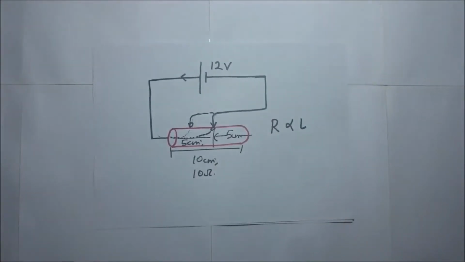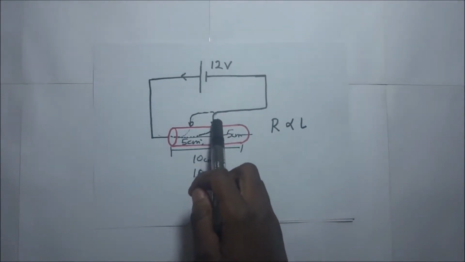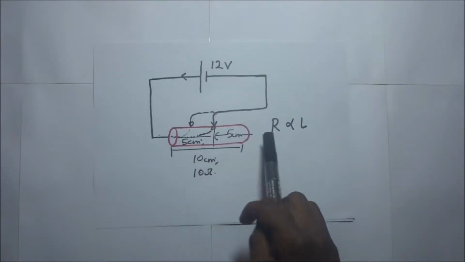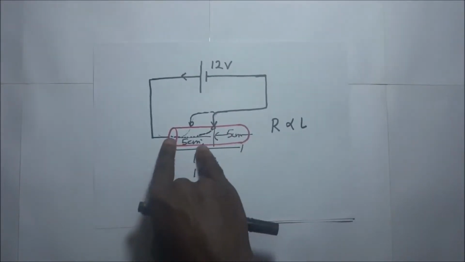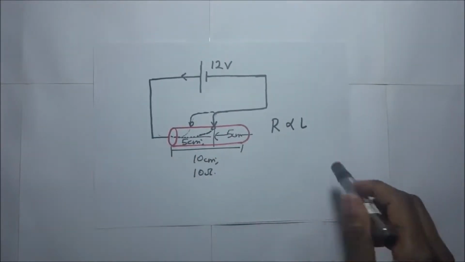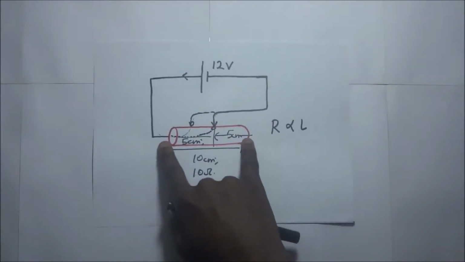So I would like to bring to your attention the fact that as we are varying this jockey along this wire, the resistance of this wire will also be varying, depending on the length of the entire conductor.